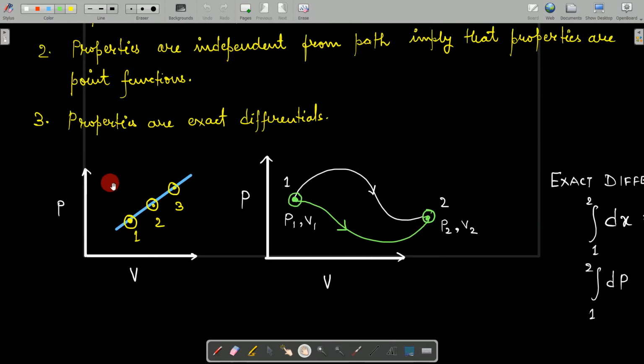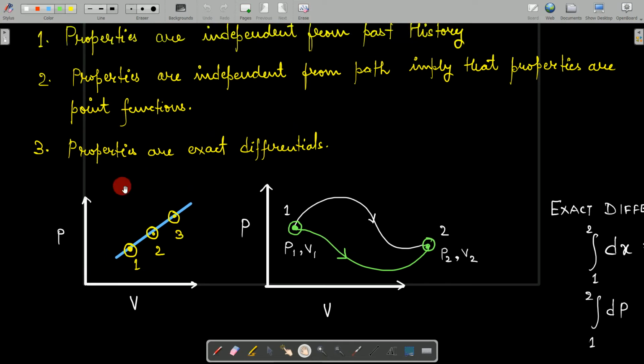So let us consider we have some graph plotted between pressure and volume, and some variation is being shown. So the property at point 1 is independent of the property initially found, and the property at point 2 is independent of point 1, and the property at point 3 is independent of what was the property at point 2 and what was the property at point 1. So they are independent of each other, so they don't depend on the history of that.